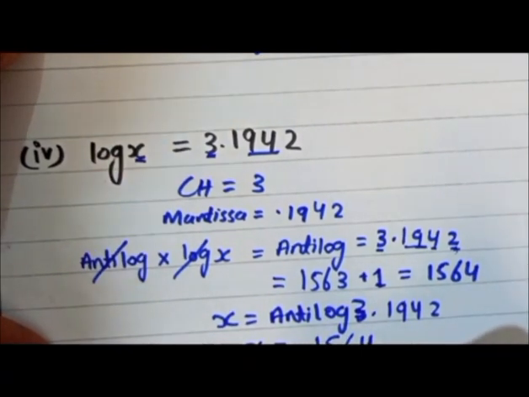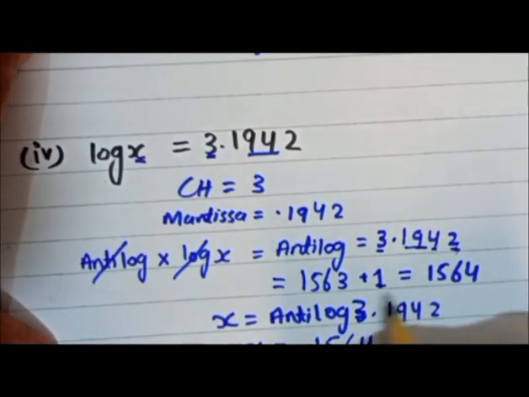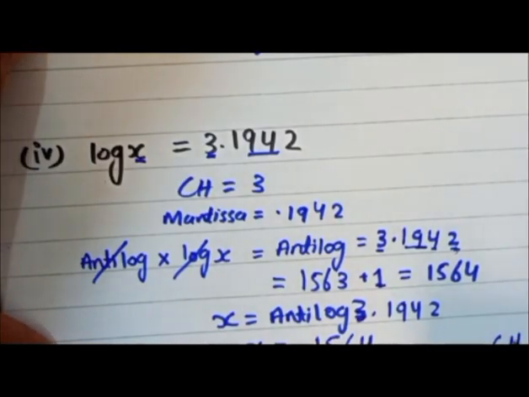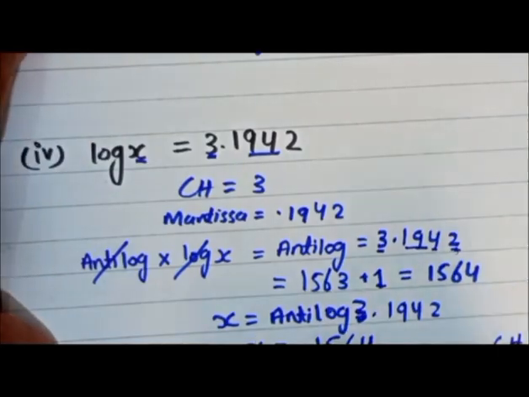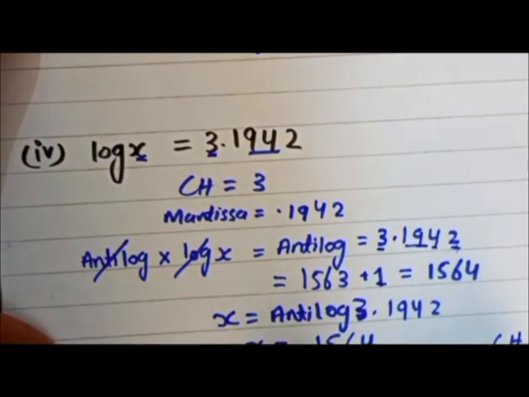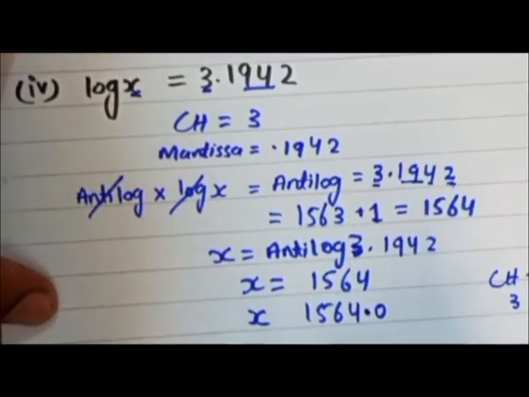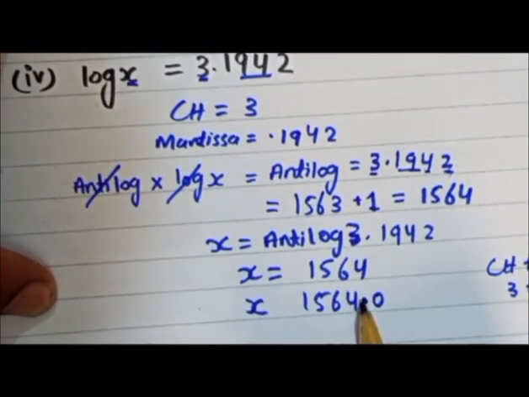For converting it into decimal, I am supposed to see the characteristic. What is the characteristic? 3 is there. So the formula is characteristic plus 1 for putting the decimal. So characteristic 3 plus 1 is equal to 4. So I am supposed to put the decimal point after 4 digits. X is equal to 1564 point. I will put the point here. So after the point 0 is there. So I put the decimal after 4 digits.